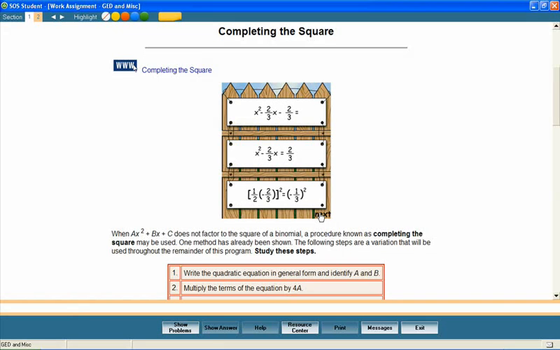Next, take 1/2 of the x coefficient and square it. 1/2 of negative 2/3 equals negative 1/3 squared. Add that answer to both sides of the equation. Now simplify both sides. On the left side of the equal sign, we have x squared minus 2/3 x plus negative 1/3 squared. Factors become x minus 1/3 squared. On the right side of the equal sign, we have 2/3 plus negative 1/3 squared equals 7/9. Putting the two sides together, we get x minus 1/3 squared equals 7/9.